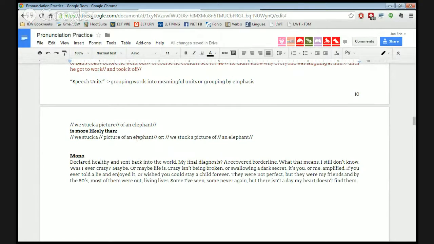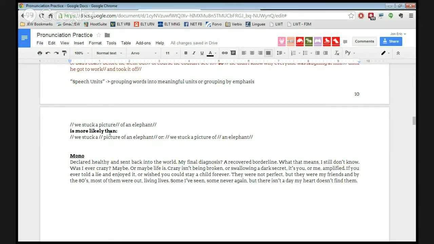That's why we would never separate it between a and picture, because we stuck a picture is one unit. Of an elephant describes the last word in that unit. So that's one of the patterns you can start to get used to. We would never separate the words there. And Tony, here's another example. Give me just a second. What I want to say here is sometimes the division of speech into groups or units can make a big difference in the meaning. So let's see if we can look at another example of that.